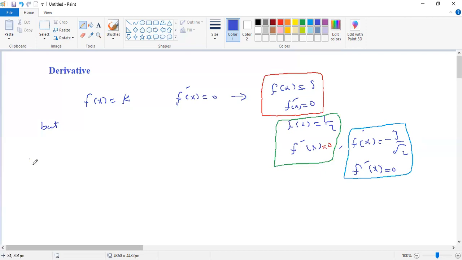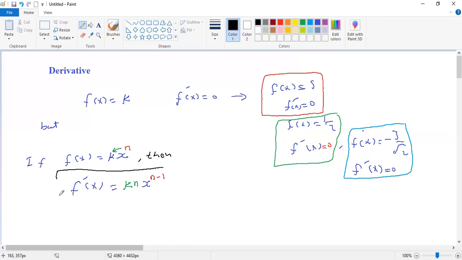Now, if I have f of x equal to k, a constant, multiplied by x raised to the power n, because if the power is 0 it will be 1, then what about the derivative? The derivative, the change of y with respect to x, f prime of x, is equal to n times k multiplied by x to the power n minus 1. So this is the rule to find the derivative: n times k, and x raised to the power n minus 1.